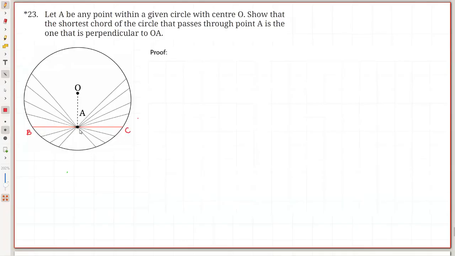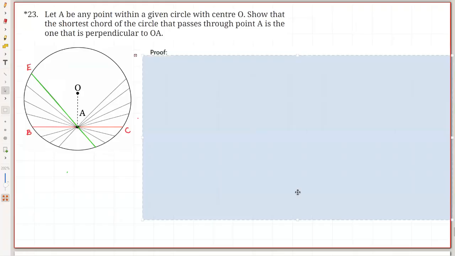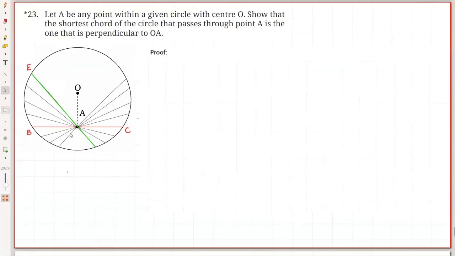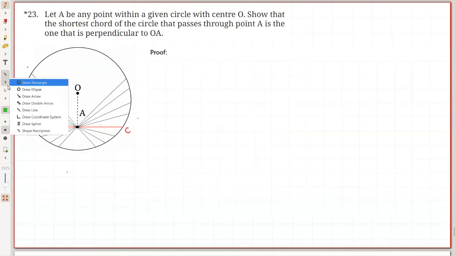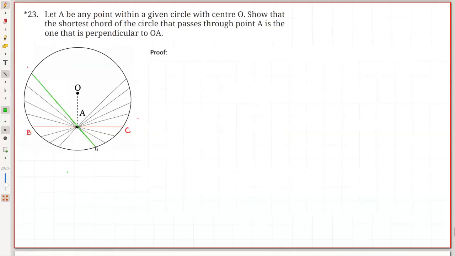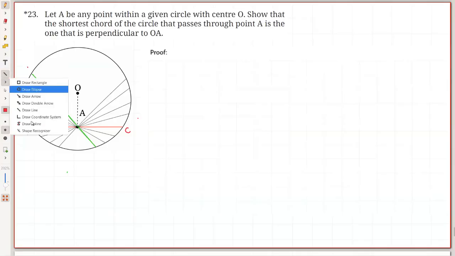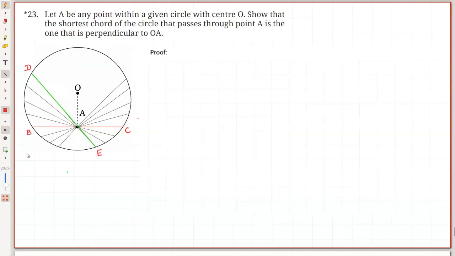For proving BC is the shortest chord, I'm going to take one more chord through A, and name its ends D and E. I'm considering one more chord, and then only can we compare which is the shorter one: either BC is shorter or DE is shorter.